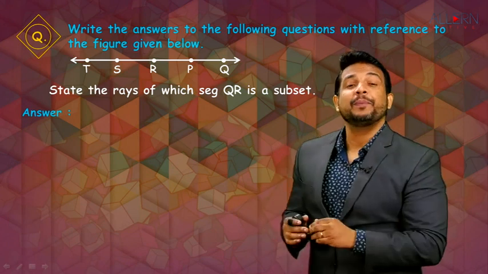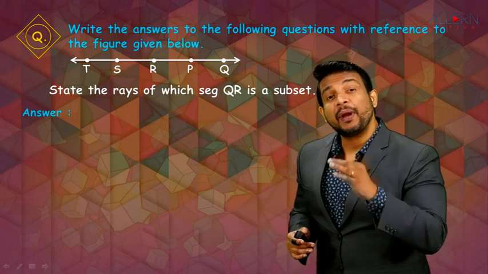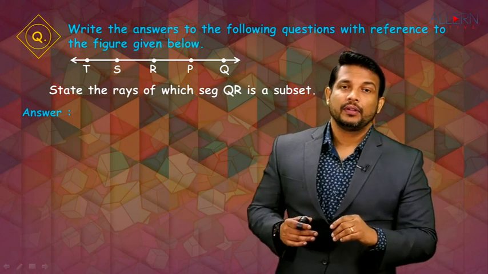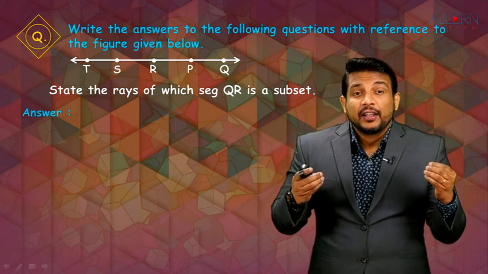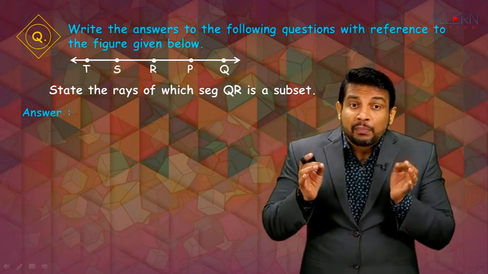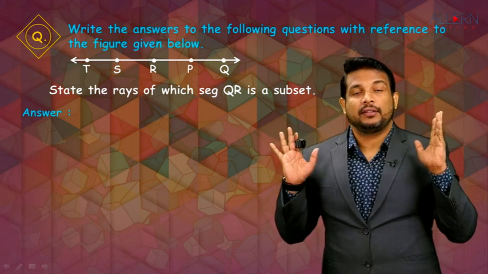This is going to be interesting. State the rays of which segment QR is a subset. What do you mean by that? That means we need to identify those rays where segment QR is a part of it. That means segment QR should belong to that ray.